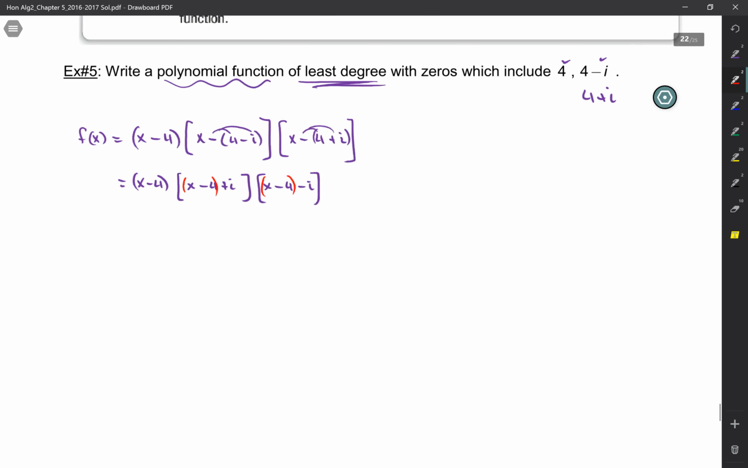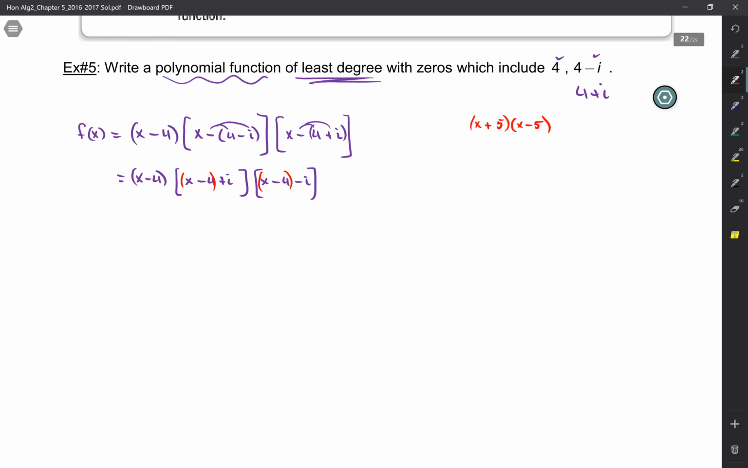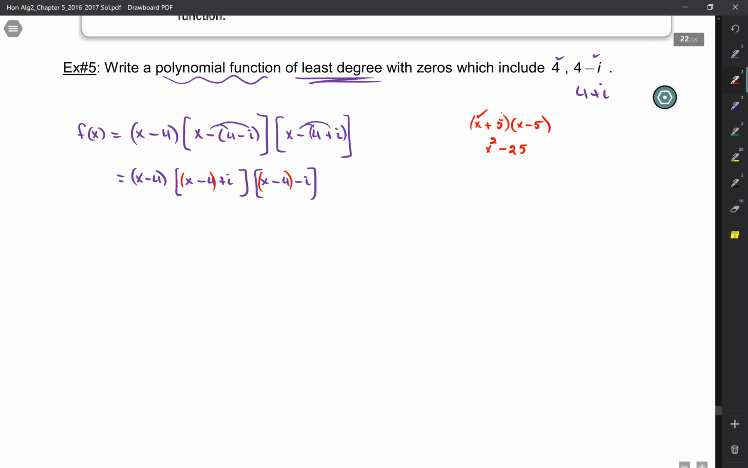It's like a difference of squares. If I have x plus 5 and x minus 5, what's the quickest way to multiply those? x squared minus 25, right? I square the first, I square the second, and I put a minus in the middle. Well, look, that's what I just created here: x minus 4 plus i, x minus 4 minus i. So I'm going to let that x minus 4 hang out for a little bit. Now here, I'm going to take the first term and square it.